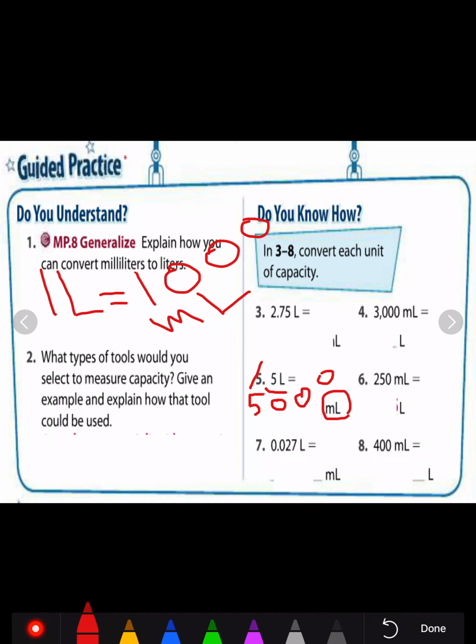And on the other hand, here in number 8, we have 400 milliliters. So we're converting from a small unit to liter, which is a large unit, so we need to divide by 1000. And you know, we have to put the point and move it to the left. It becomes 0.4 liter, so less than 1, half of a liter.